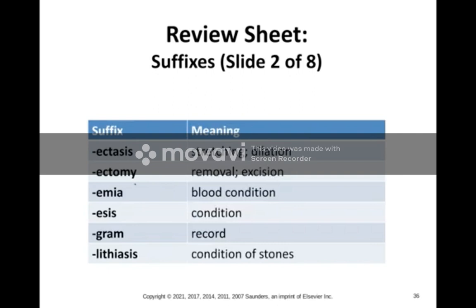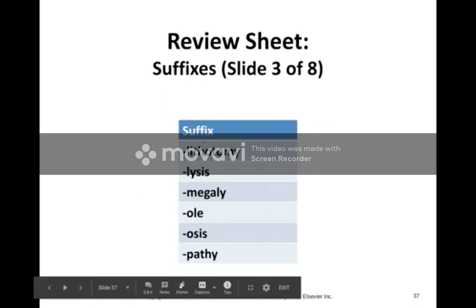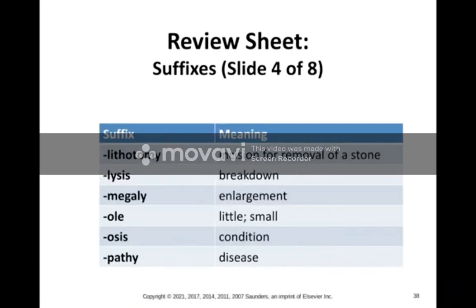Here's our suffixes. Ectasis is stretching and dilation. Ectomy, removal or excision. Emia is a blood condition. Esis is just a condition. Gram, remember that means a record. Lithiasis is a condition of stones. Lithotomy is the incision for removal of a stone. Lysis means to break down.